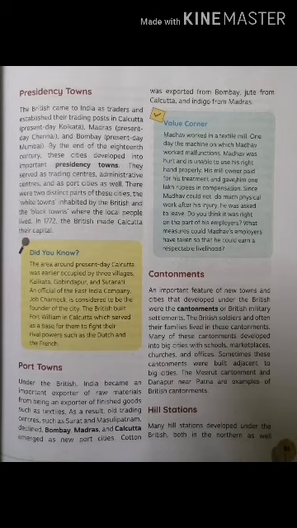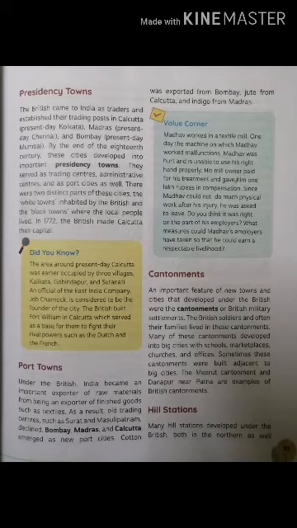Presidency Towns. The British came to India as traders and established their trading posts in Calcutta, present day Kolkata, Madras, present day Chennai, and Bombay, present day Mumbai. Basically, they set up their bases in these cities. By the end of the 18th century, these cities developed into important presidency towns. They served as trading centers, administrative centers, and port cities as well. Presidency means towns which had more power as compared to other cities, and most things got done from there as they had made their major offices at these places.